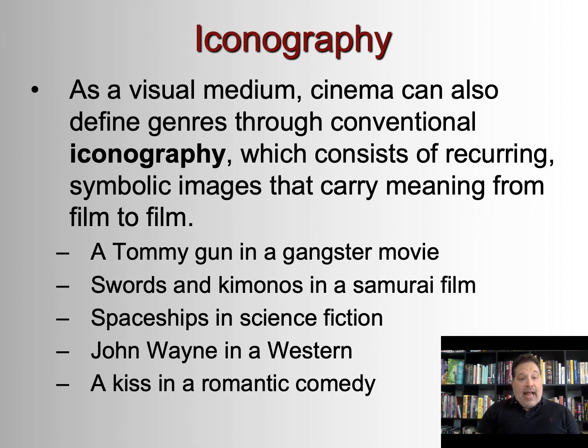And then iconography is another element. As a visual medium, cinema can define genres through conventional iconography. And that consists of reoccurring symbolic images that carry meaning from film to film. A Tommy gun in a gangster movie, swords and kimonos in a samurai film, spaceships in sci-fi, John Wayne in a western, or a kiss in a romantic comedy.